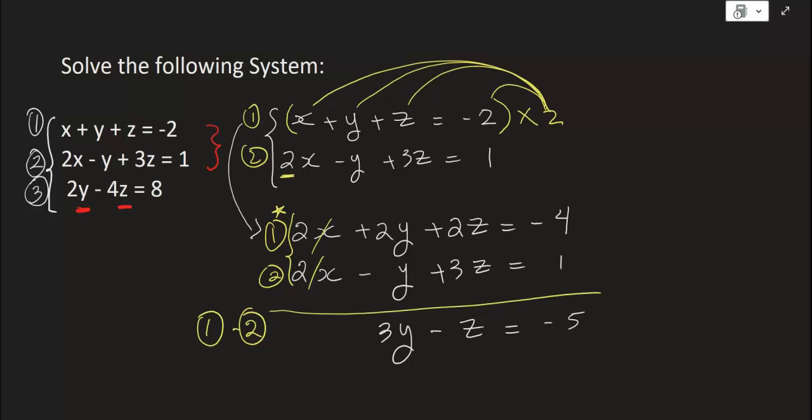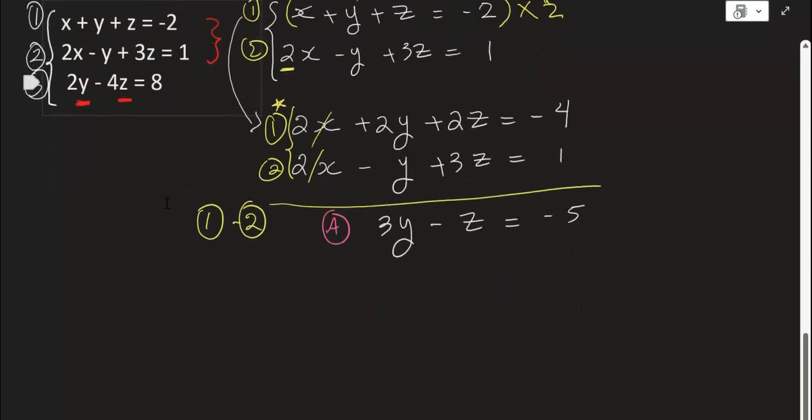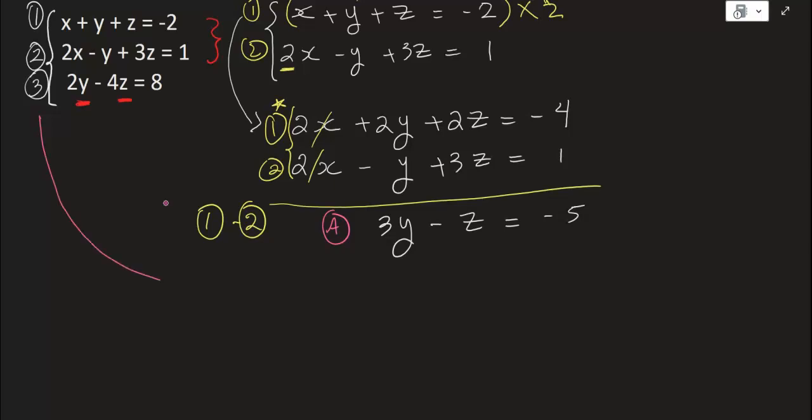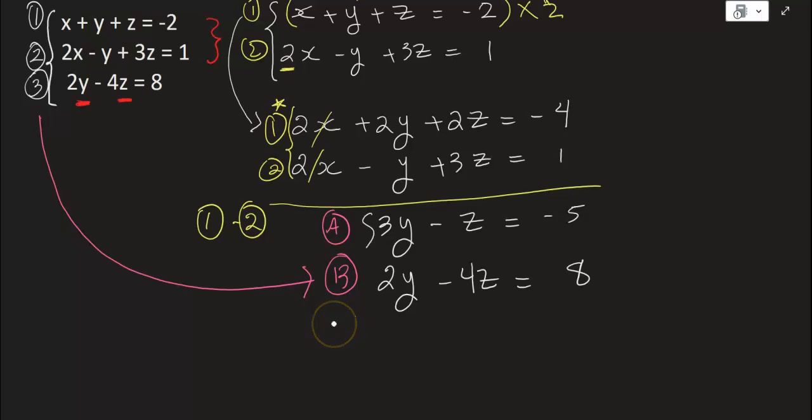So let's call this the new equation A, and we're going to pair that up with equation 3, which is right there. Let's call that equation B, even though we have not manipulated it. Okay, now we have a system of two equations with two unknowns, y and z. We're going to go ahead and solve.